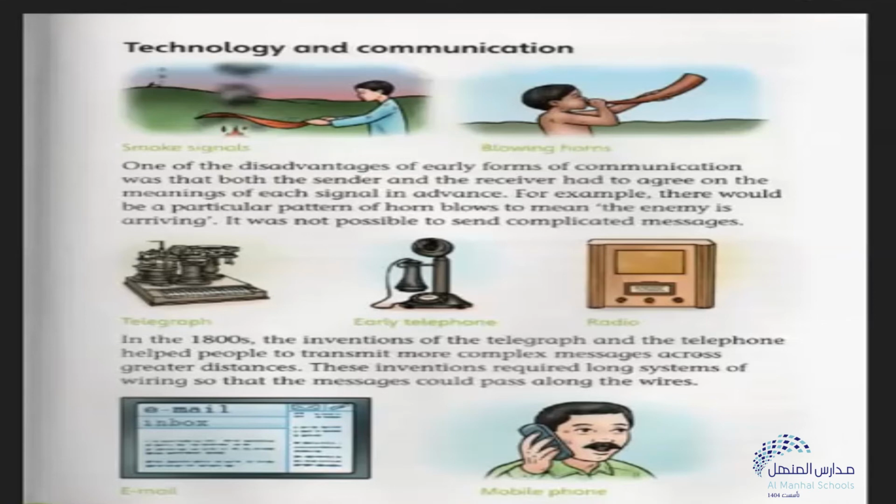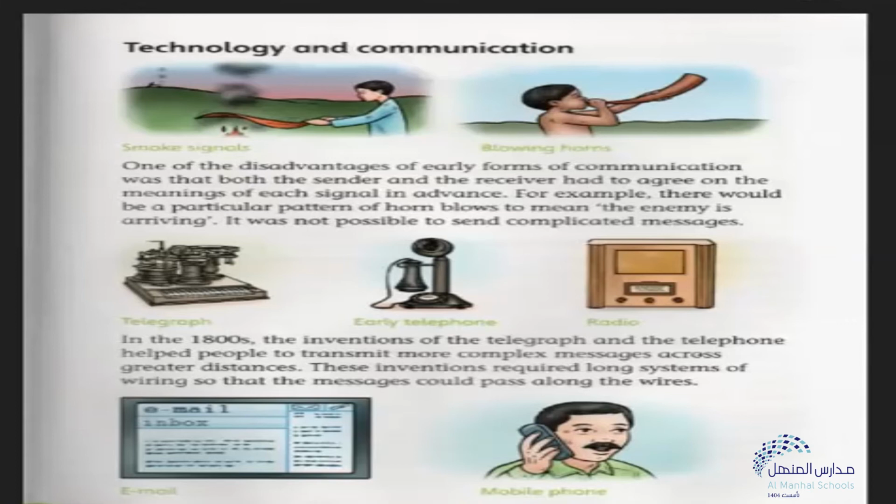There you can see a picture of a telegraph. You can see a picture of an early telephone, how a telephone looked. There's an old radio, a picture of an old radio. And nowadays you can see two pictures of what's happening now. In modern times, email and the mobile phone are forms of communication.